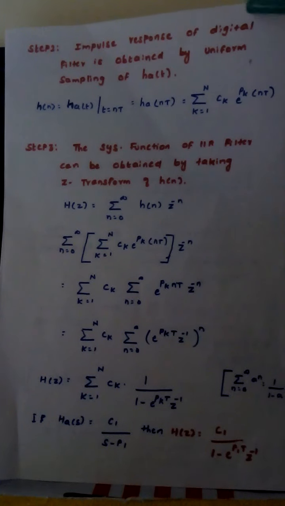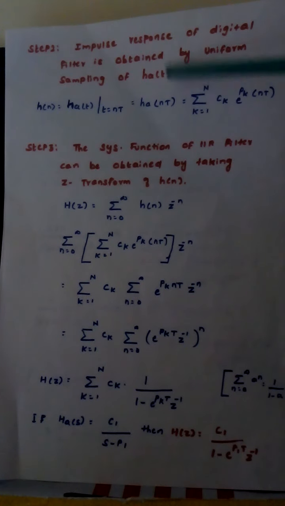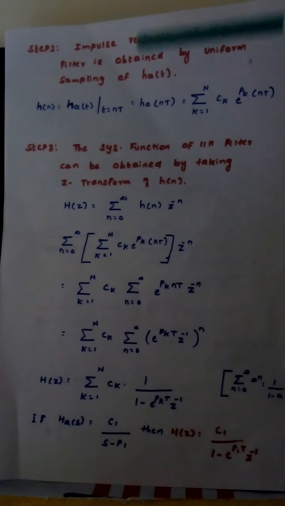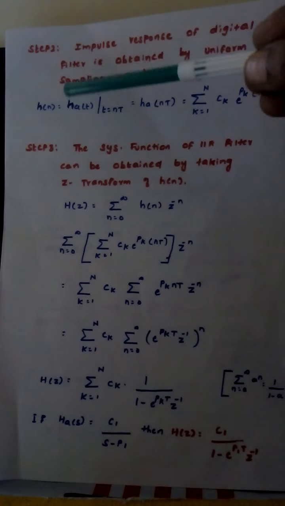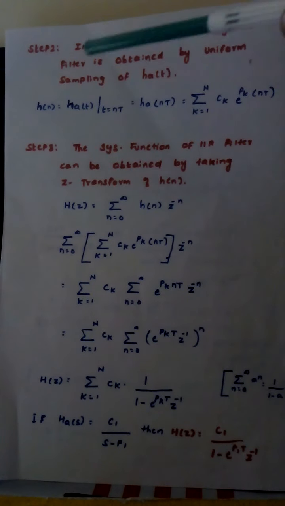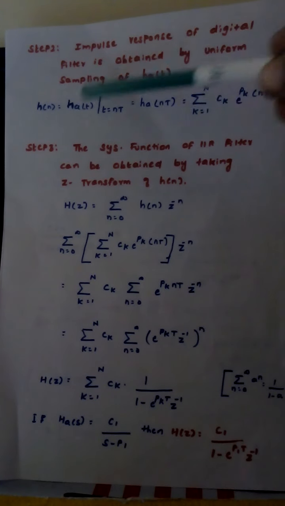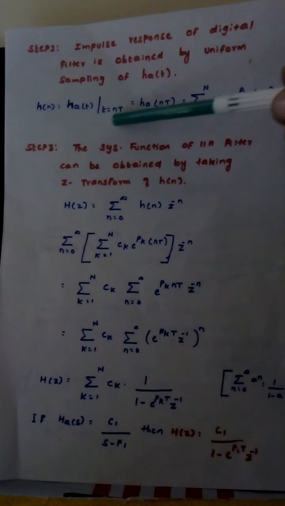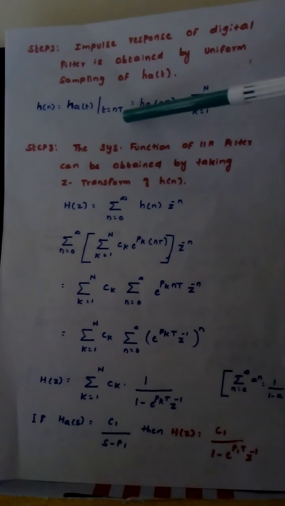The next step: the impulse response of the digital filter is obtained by uniform sampling of h_a(t). The digital signal can be obtained from the analog signal, so we go for the sampling process. First we find the analog signal, and from it, to get a digital signal, we sample at regular intervals of time, that is t equal to n into T.